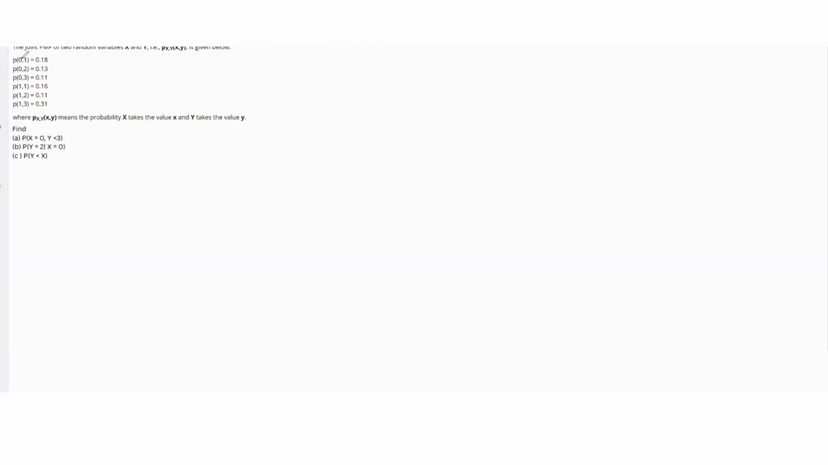When you want to write it in table form, here we'll note the values that x takes are 0 and 1, and the values that y takes are 1, 2, and 3. So when you're writing it in table form, we write the values of x, 0 and 1, and values of y, 1, 2, 3. And we know the probability that x is 0 and y is 1 is 0.18. So we'll write this over here.